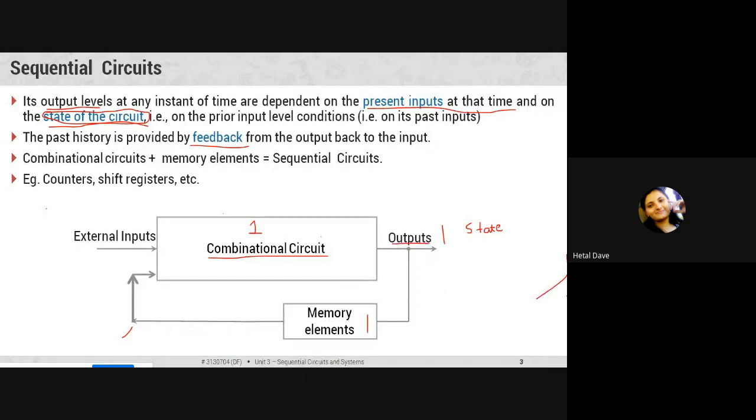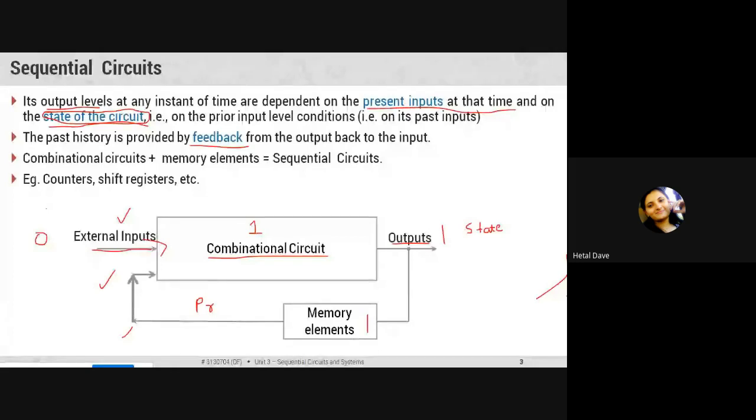will be decided by two things. One is the external input as well as the previous input. Or I can say the present state. So right now the present state of the circuit was 1. Whenever the external input is applied, at that time the circuit state is 1. So let's say my external input is 0. My present state of the circuit is 1.